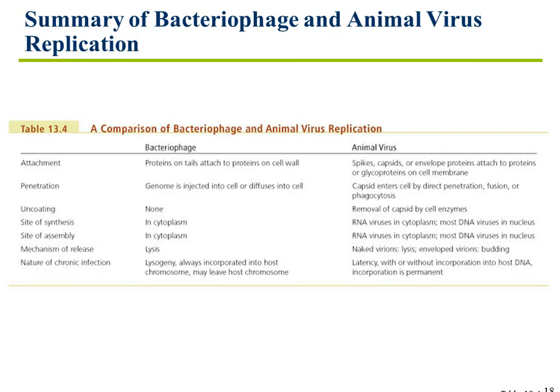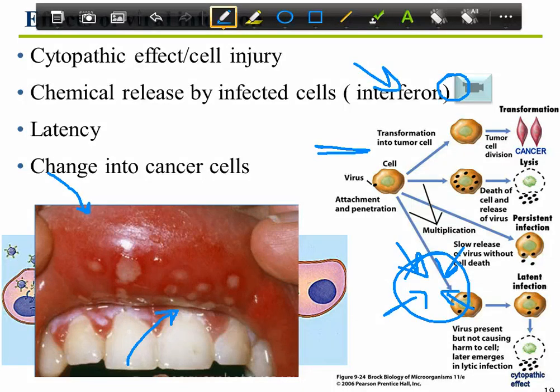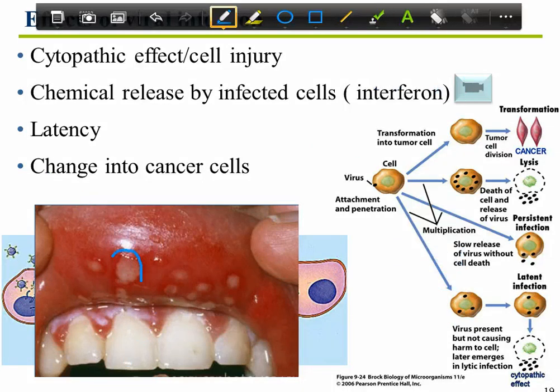Okay, so here's a comparison of animal virus to bacteriophage. You can stay here longer if you like. I'm going to go on. All right, so what does the virus do? Well, staying on the idea of herpes virus, here's a look at herpes lesions inside the mouth. So you can see damage to the host cell tissues. That's called cytopathic effect. Basically, it's a lytic infection resulting in cell injury.